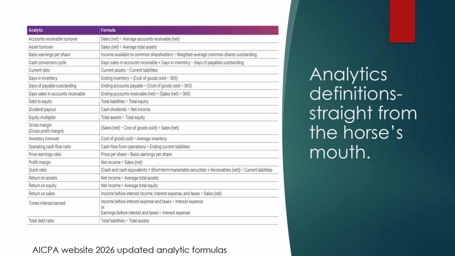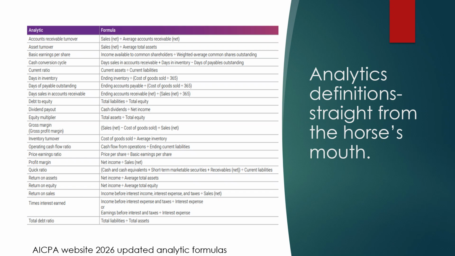Okay, this is a copy of the AICPA website's 2026 updated analytical formulas. They've kind of put it in this horizontal format, which is like nobody uses that really. We use a more visual framework for that, so I'll go over those with you. But these are the definitions of how each one is calculated.